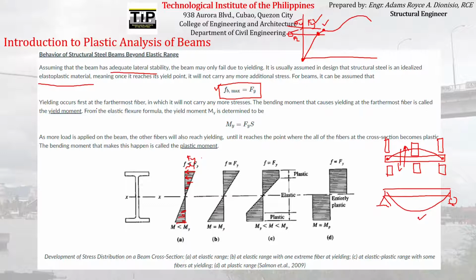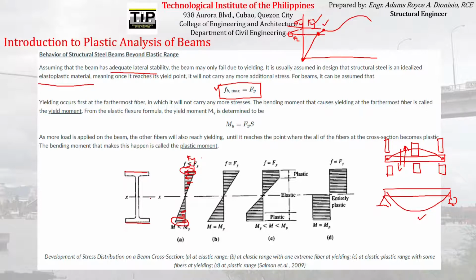Yielding occurs first at the farthermost fiber in which it will not carry any more stresses. Definitely yung yielding, guys, nangyayari dito sa outermost fiber, either sa top or sa bottom fiber. Simply because dun nga nagaganap yung maximum stress, either sa top or sa bottom, dun nagaganap yung largest magnitude of the stress.